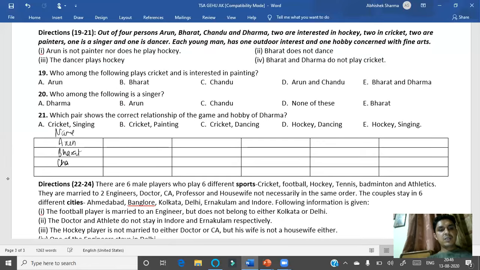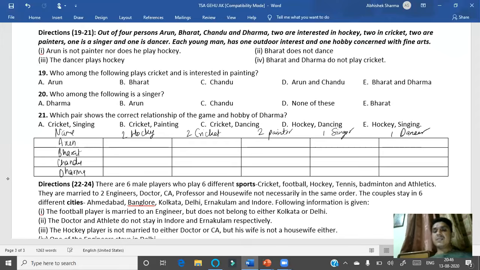So Arun, Bharat, Chandu, and Dharma, right? Thereafter, he is saying that two are interested in hockey. So we can simply write as two people will be playing hockey. Two in cricket, so we can write as two people will be playing cricket. Thereafter, two painters, so we can write as two people will be doing painting. One is singer, so we can write it as one singer. Thereafter, one dancer, so we can write it as one dancer.